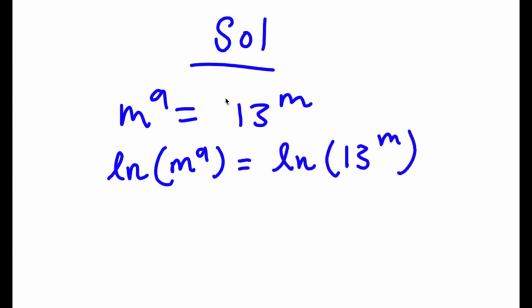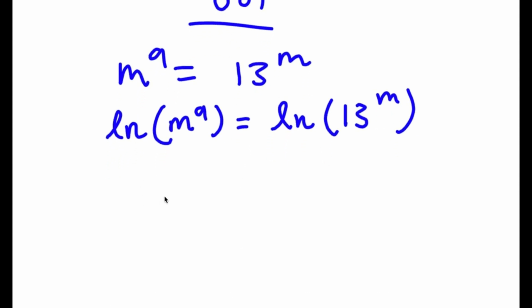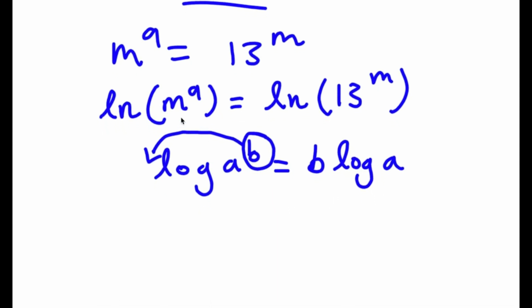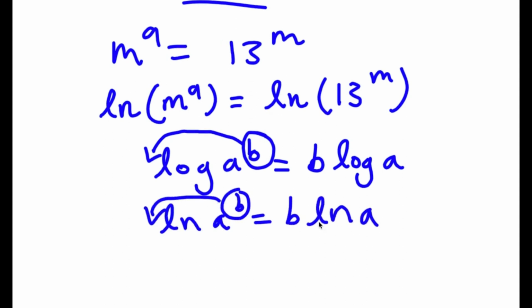Now an important property of logarithms is that, let's say I have log a to the power of b. I can actually move this exponent b to the front of the logarithm. So this would equal b times log a. And this property is known as the power property. And because ln, the natural log, is also a logarithm, if I have ln of a to the power of b, this is equal to b times ln a.